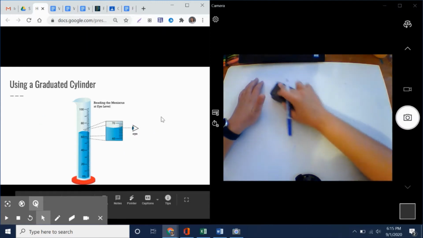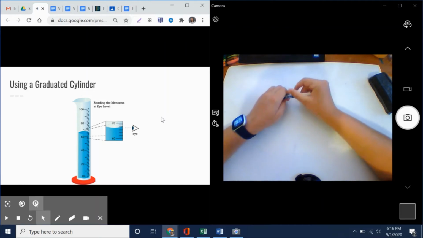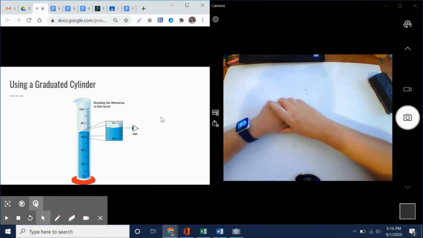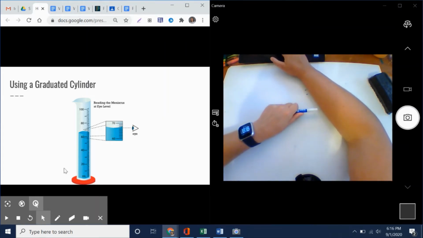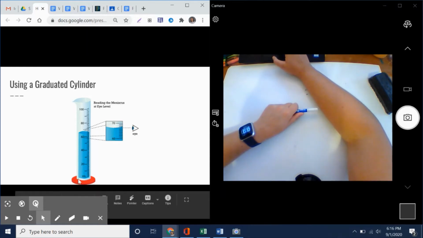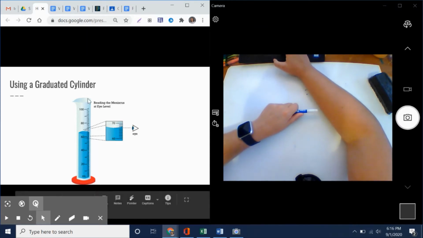All right, next we're going to talk about measuring using a graduated cylinder. A graduated cylinder measures the volume of a liquid. Remember, volume is the amount of space taken up by a liquid. You'll notice our graduated cylinder shows us that we're measuring in units of milliliters. And we are going to read from the bottom up.